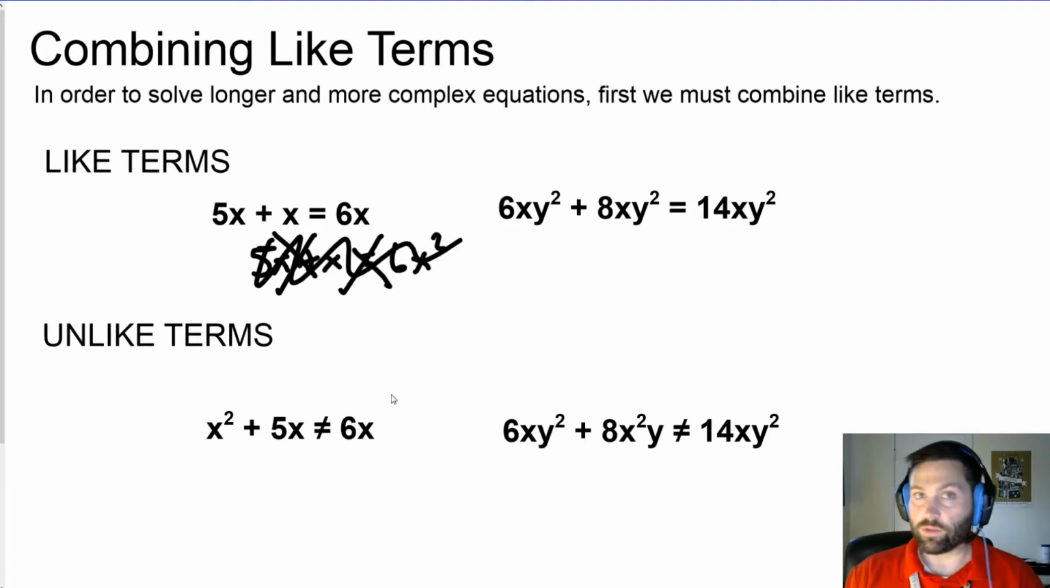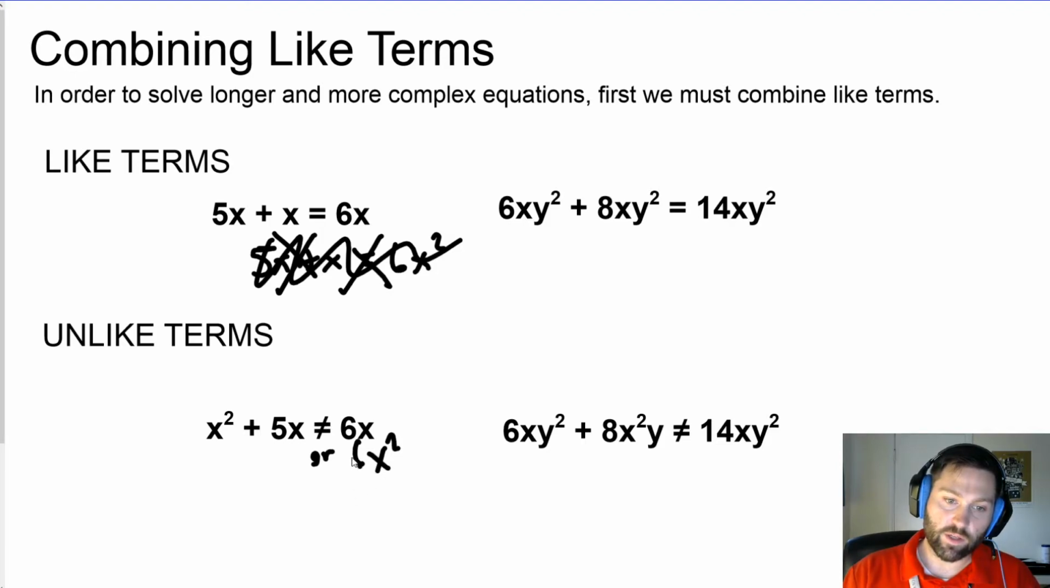For unlike terms, so take a look at this one. X squared plus 5x does not equal 6x, or it does not equal 6x squared. You cannot combine them. They are completely separate terms. Same with the one over here. Notice how 6xy squared is different from 8x squared y, so they do not combine to be 14xy squared.